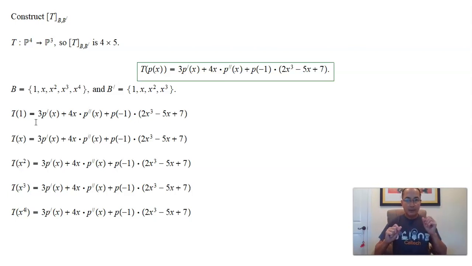Okay, so you know what? I'm going to do what I usually do in my classrooms, and that is start with x to the 4th and work our way down. Okay, so what is the derivative of x to the 4th? 4x cubed.